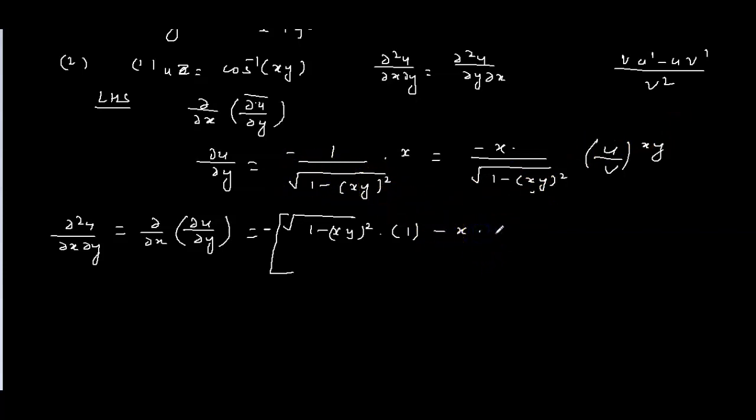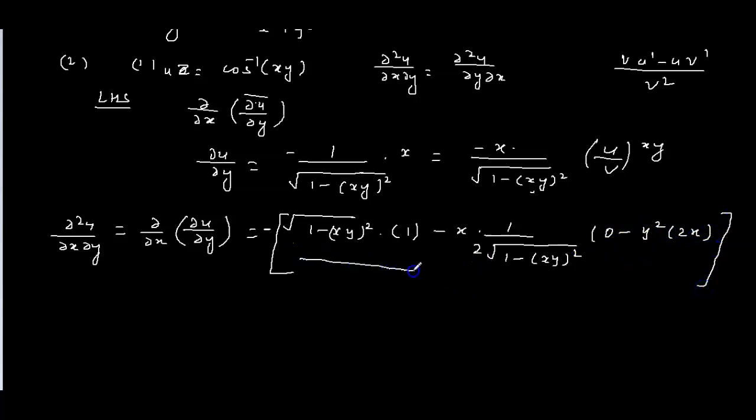This is the square root, and we differentiate this one. The differentiation of the square root is 1 upon 2 root of the square root of 1 minus x y whole square. Now this bracket we have to differentiate with respect to x. So the differentiation of 1 is 0 minus, this is x square y square, and we are differentiating with respect to x. So y square is a constant and the differentiation of x square is 2x. This one is divided by the square root of 1 minus x y whole square, and this is total whole square.